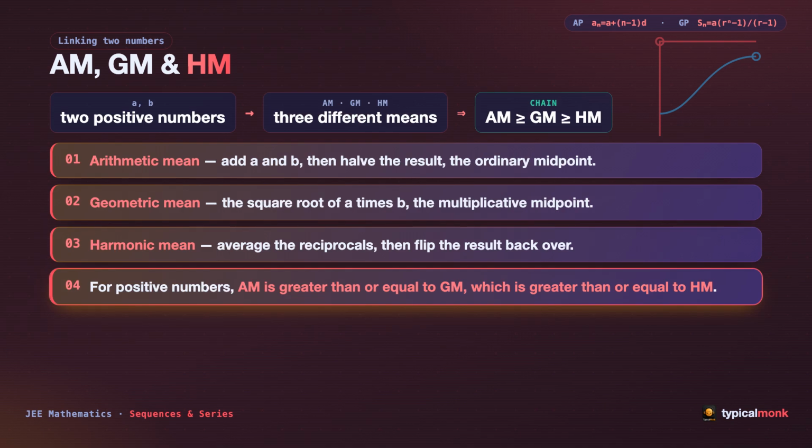And fourth, for any two positive numbers, the arithmetic mean is always greater than or equal to the geometric mean, which is always greater than or equal to the harmonic mean. John remembers the order alphabetically, A before G before H, and that order never breaks for positive numbers.